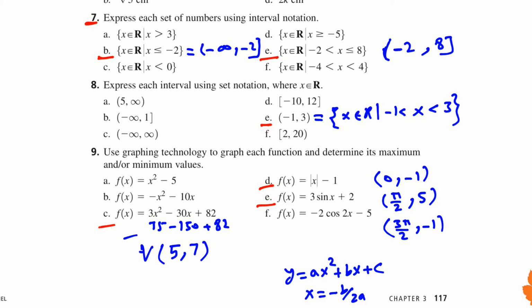As you know, y equals 3 sine of x plus 2 is periodic. We found the maximum and minimum on the closed interval 0 to 2 pi.